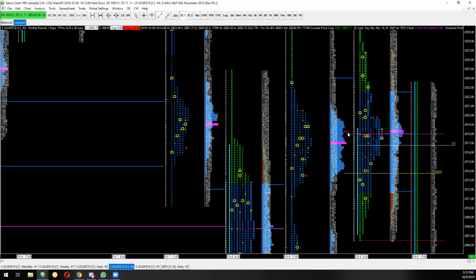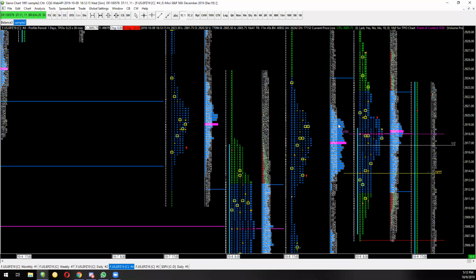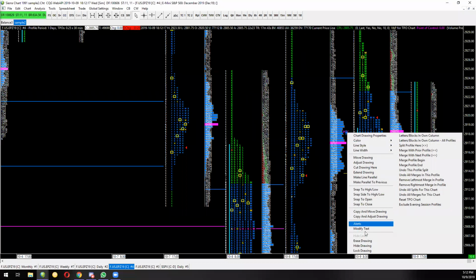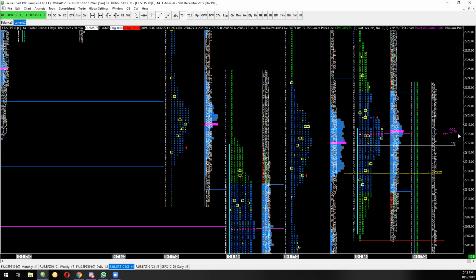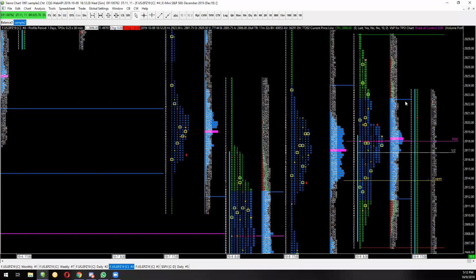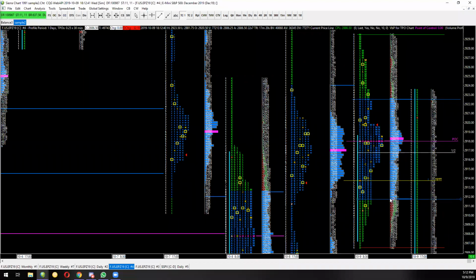Okay. So these are the basic building blocks of a TPO chart. We have value area high and value area low. And you can label those as well if you want.